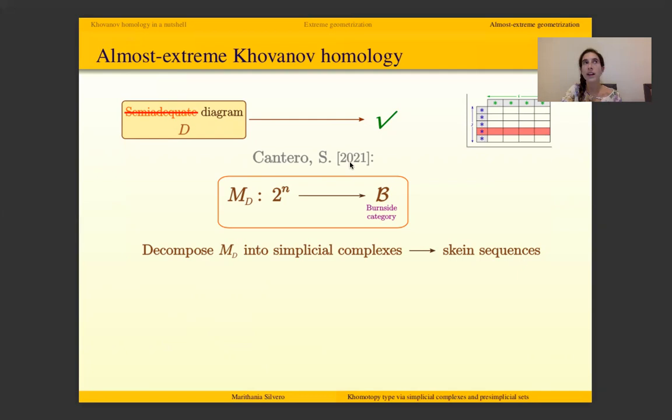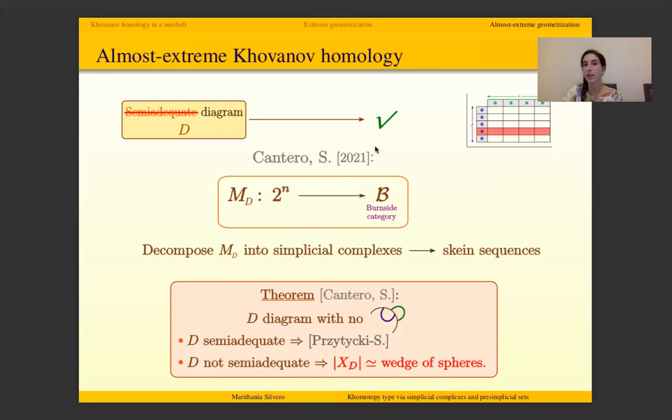And what we did, we consider the Khovanov functor defined by Lipshitz and Sarkar. And we define an analogous functor from the cube category to the Burnside category in such a way that this functor is simpler in some way, and we are able to decompose it into simplicial complexes. So then we develop some spectral sequences. And well, by working with that, we are able to prove some results concerning the homotopy type of any diagram in almost extreme gradings.